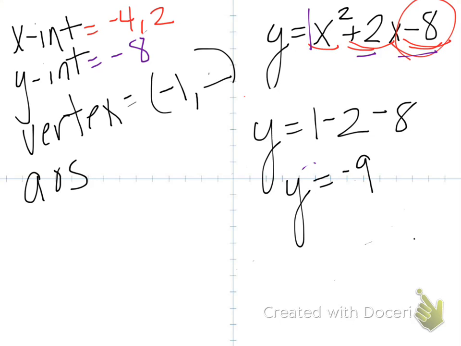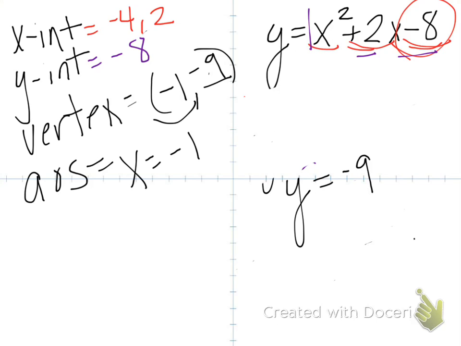Okay, last but not least, my axis of symmetry is always my vertex's x value in the equation of a vertical line: x equals negative 1. Those are all my players. Boom, drop the mic, ready to graph.